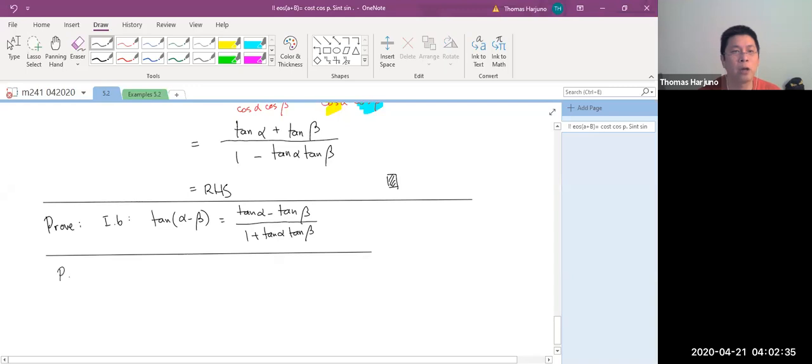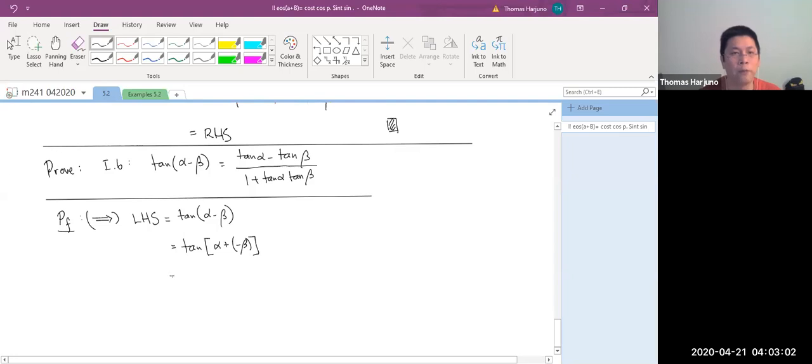Okay, let's work it out together. The proof we will do from the left-hand side, just like before. Tangent of alpha minus beta equals tangent of alpha plus negative beta. Now we have done this routine twice; this is the third time. Then we use formula 1,5: tangent alpha plus tangent negative beta over 1 minus tangent alpha tangent negative beta.